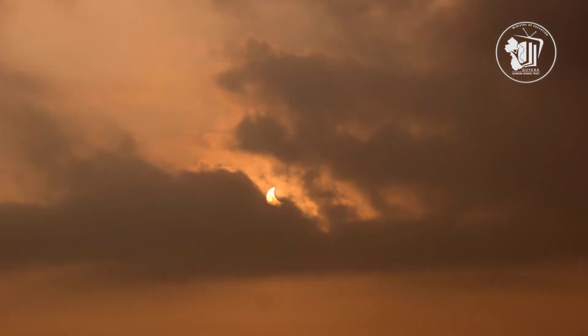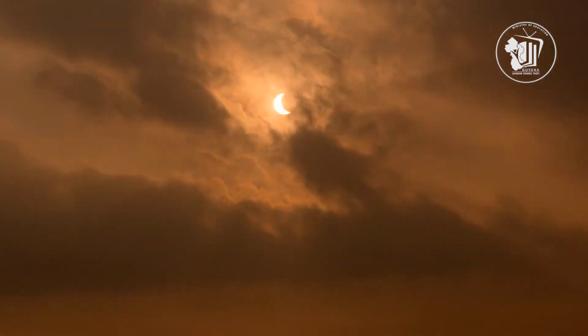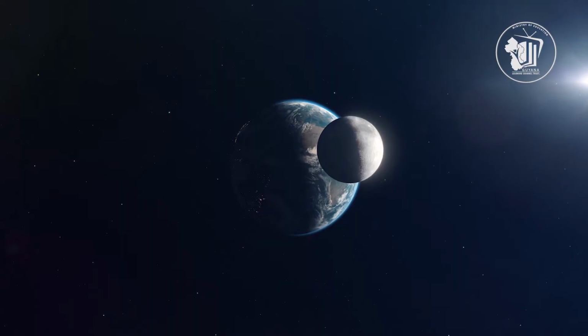The second type is a partial solar eclipse. This happens when the sun, moon, and Earth are not exactly aligned. The sun appears to have a dark shadow on a small part of its surface.